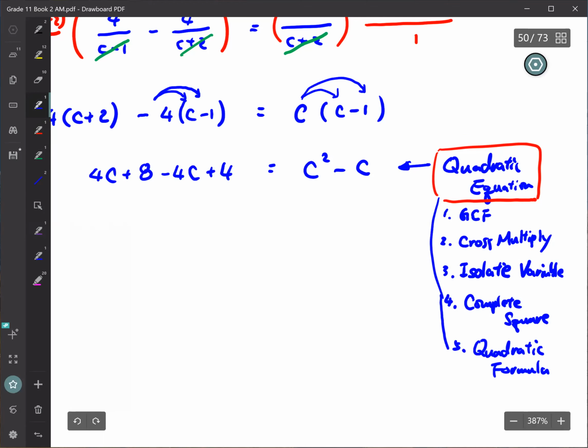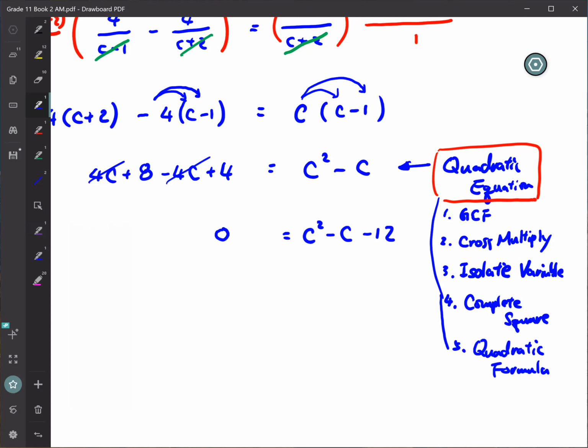Okay, so we need to first move everything to one side, make it equal to 0. I'm going to move everything to the right side and make the left side 0, because that way the c squared stays positive, so it makes it easier to try to factor. So c squared on the right side. 4c and minus 4c cancel out, right? 8 plus 4, that's 12. So that will be minus 12. Okay, so this is a simplified quadratic equation.